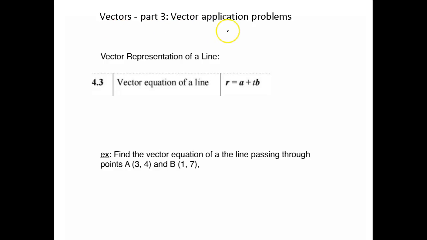Part 3, vector application problem. So the one equation we need to know for this whole section is right here: the vector representation of a line. As always, it's given on your formula sheet. And all you've got to really understand is how to use this.